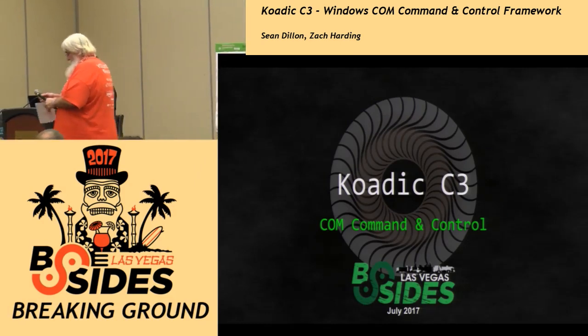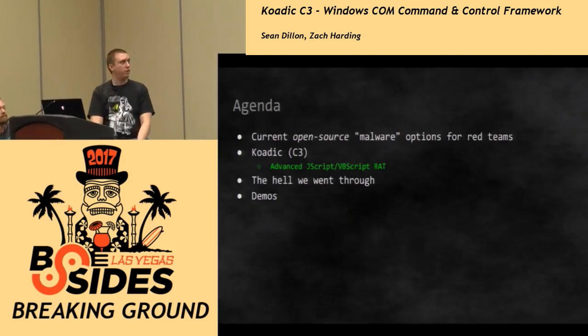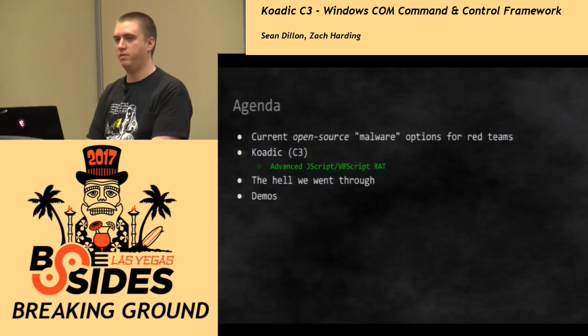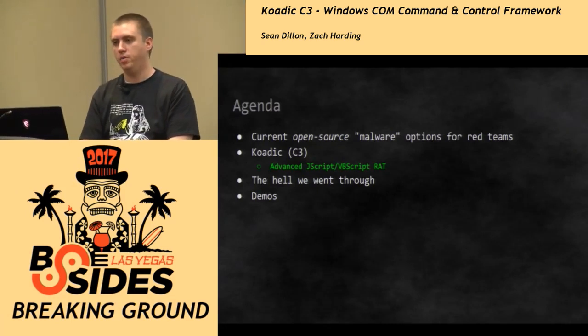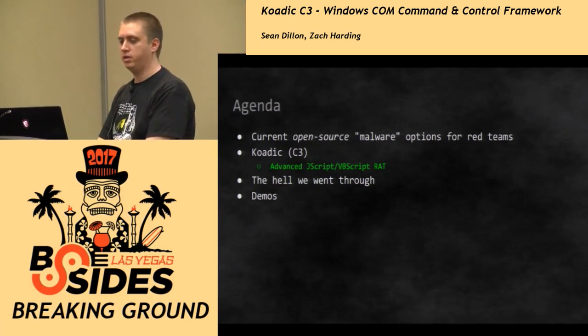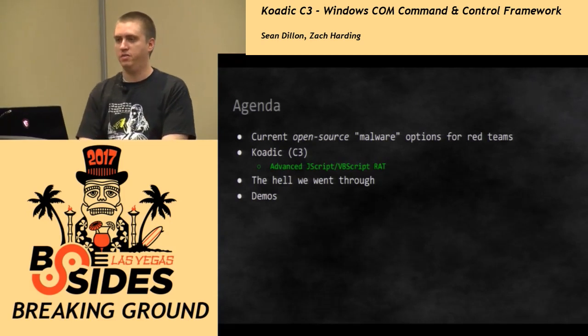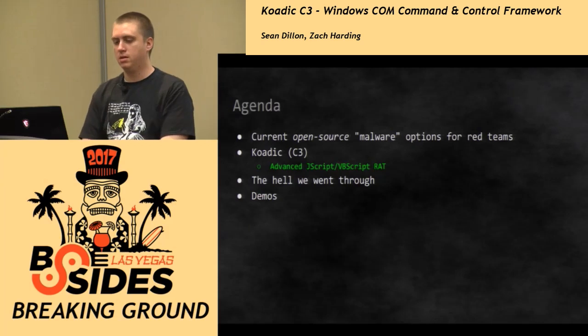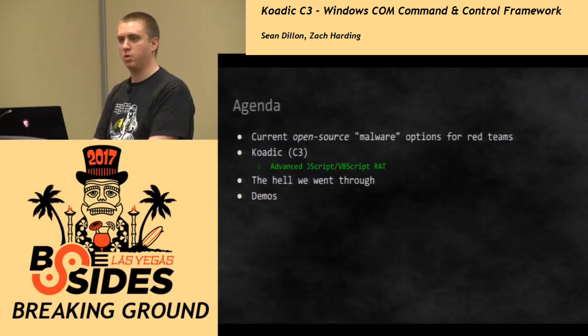Okay. So on our agenda today, we're going to talk about some of the current open source malware options that you have during a penetration test. And then we're also going to be releasing a new tool today called Koadic C3. It's an advanced RAT made out of JScript and VBScript. And we're going to talk about some of the hell we went through with the Windows scripting quirks and stuff like that. And then we're going to have some demos at the end.